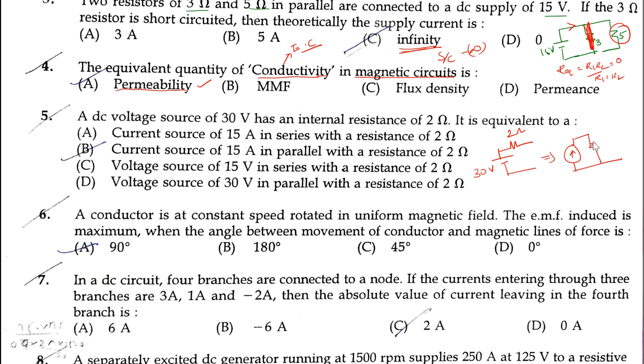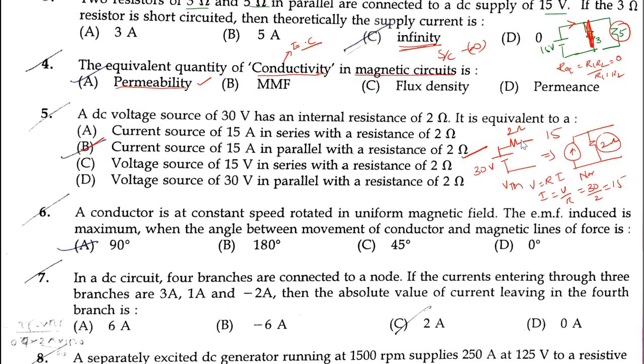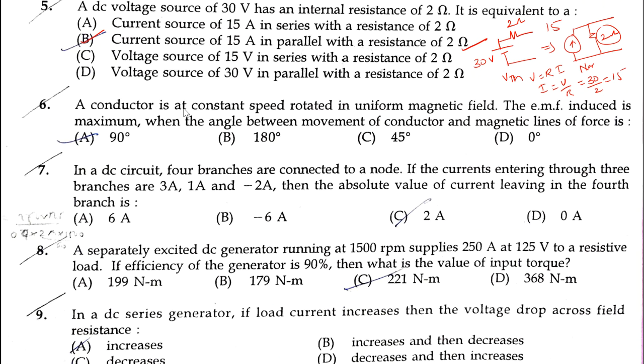So the concept is Thevenin's equivalent, and this can also be called Norton's equivalent. To convert Thevenin's to Norton's equivalent, we need the current value, so the basic formula is V is equal to R into I. I is nothing but V by R. V value is 30, R value is 2, so the current is 15. So 15 amperes of current is in parallel with the 2 ohm resistor. We can also call this the source transformation technique.